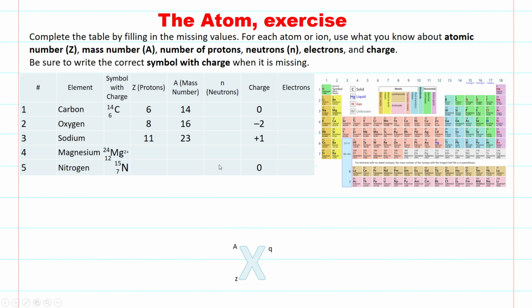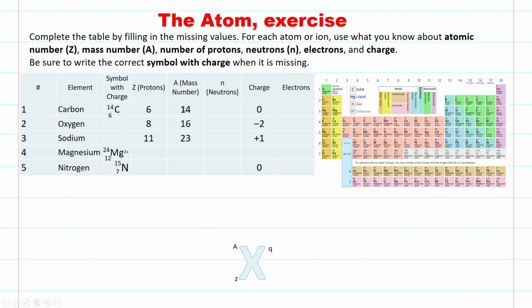Great, so let's get started with the first row. We have the element is carbon, and we are given the symbol C. Z, the number of protons, is 6. The carbon has 6 protons. A, the mass number, equals 14.